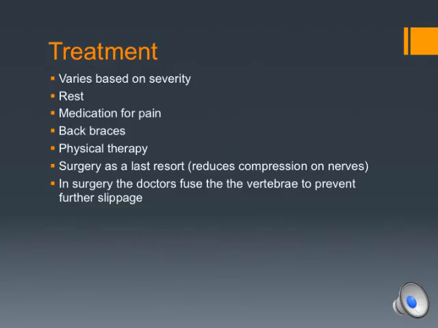The treatment for spondylolisthesis varies based on the severity of each case. Rest is the most common, medication for pain and swelling, back braces, and physical therapy. And then for spondylolisthesis, surgery may be required as a last resort. It will reduce the compression on the nerves. In the surgery, the doctors actually fuse the vertebrae to prevent further slippage of them.